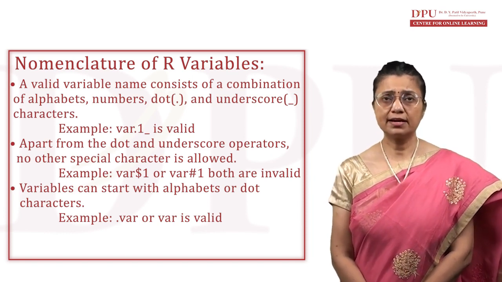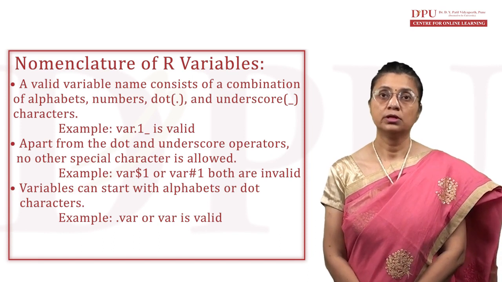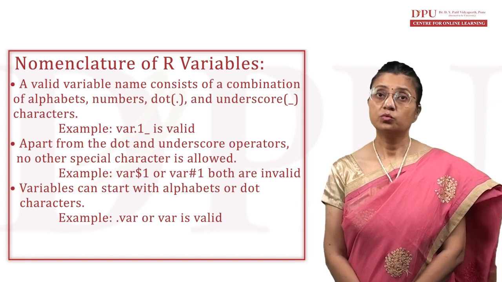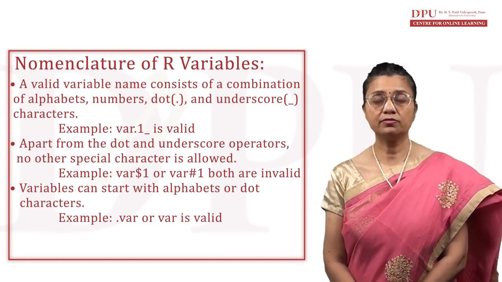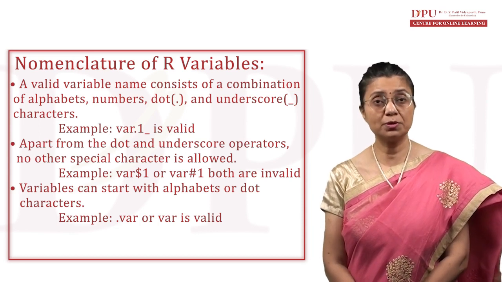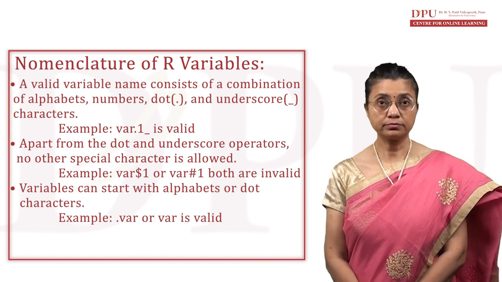Now let's take one example, var1.1_. This is a valid example. Why? It is starting with a letter, and it has two special symbols. One is dot and the other one is underscore, which are allowed.